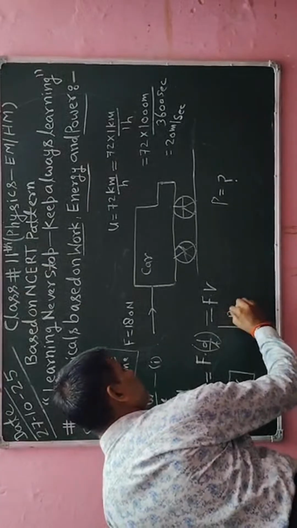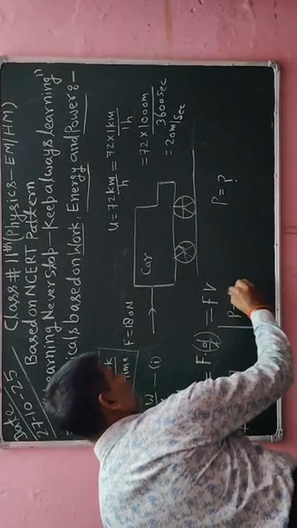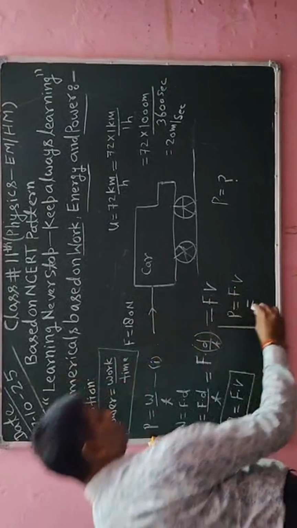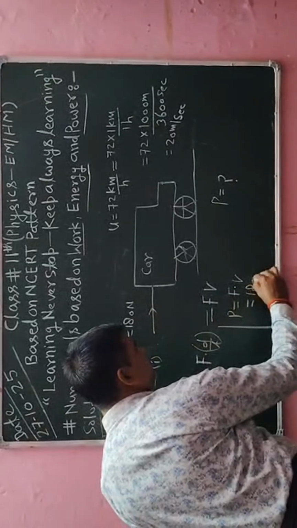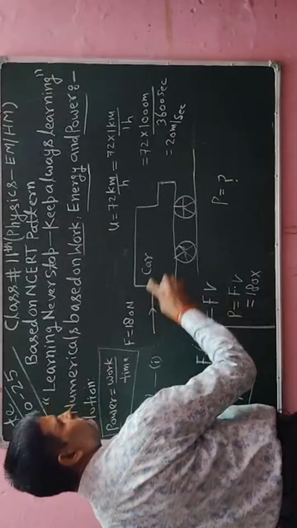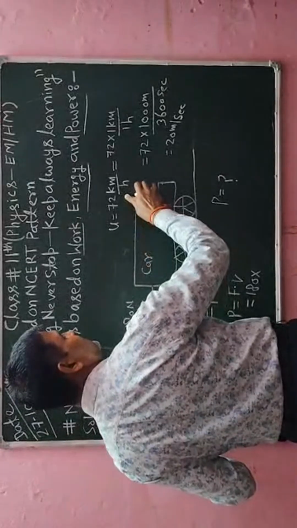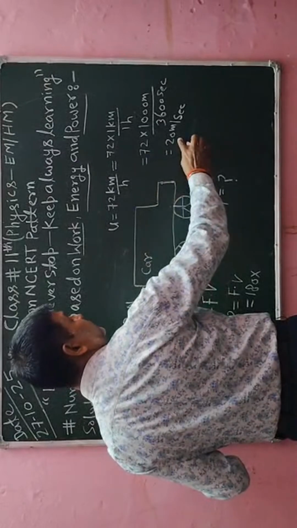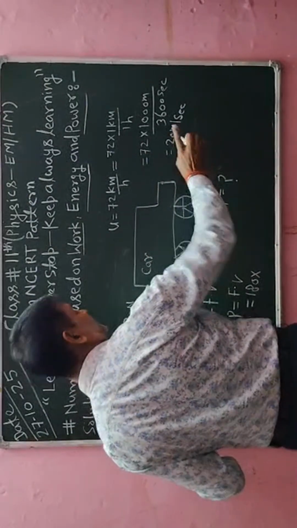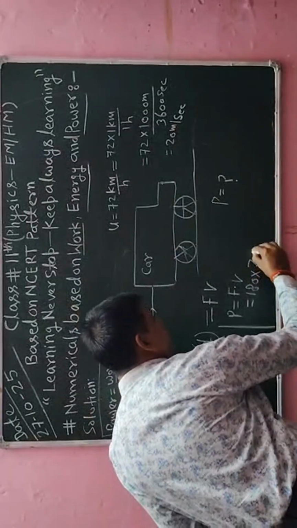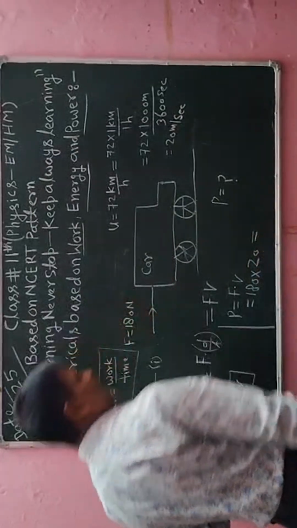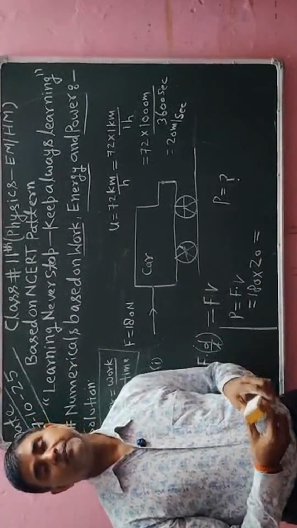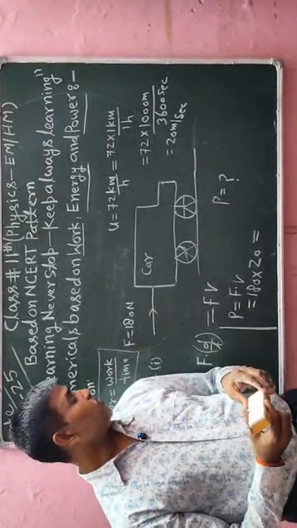So here I can write P is equal to F into V. The value of F is given, 180 Newton. I will substitute 180 Newton for F. V is already available in kilometer per hour, but I have changed it into meter per second. After changing, I have got the value 20 meter per second, so I will put 20 there. After putting, I will simplify, and I will get a value, and that value will be the power of the engine of the car.